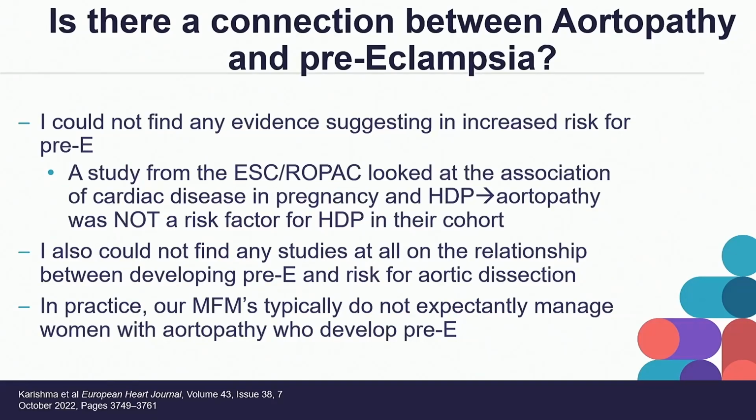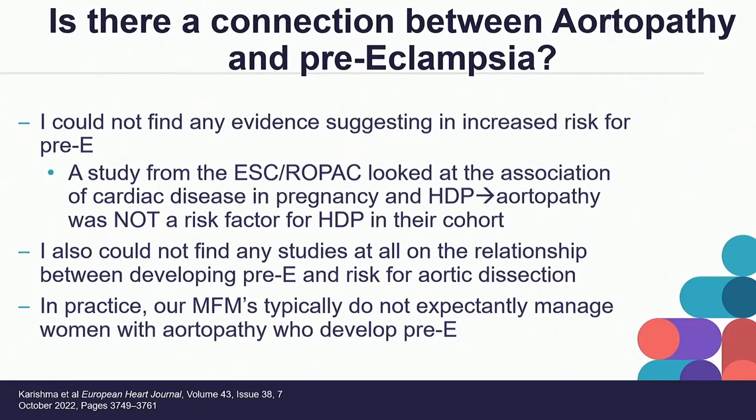But the one thing I did find was a study from the European Society of Cardiology, and they have ROPAC, which is a database for cardiac obstetric patients, which really provides us with a lot of great data in the field. And they looked at the association of different cardiac diseases in pregnancy and hypertensive disorders in pregnancy, including preeclampsia. And they specifically found that aortopathy was not a risk factor for developing hypertensive disease in pregnancy in their cohort. And that's probably some of the best data we're going to get because of the database and how many patients they have for this.